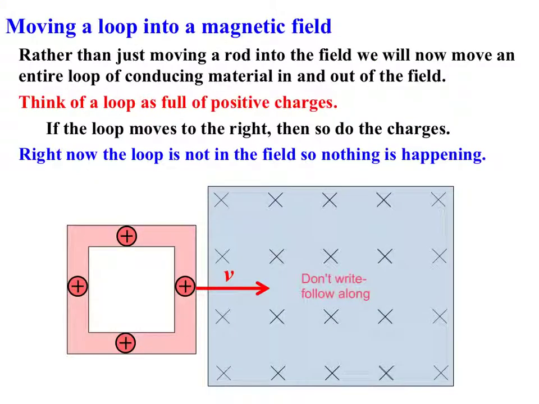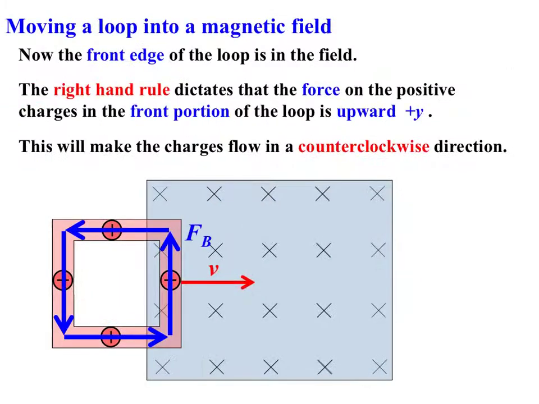In our previous videos, we only said that we were moving a rod into the field. Now we're going to move an entire loop of conducting material in and out of the field. Now I want you to think of the loop as full of positive charges. So if the loop moves to the right, then so do the charges. Right now the loop is not in the field, so nothing's happening. Using your right-hand rule, when the loop enters the field, now we have a force upwards that causes a current to flow in the direction of these blue arrows. So right now, our charges are flowing in the counterclockwise direction.